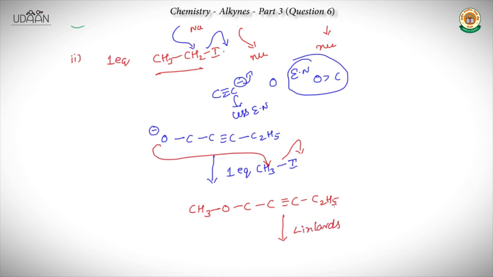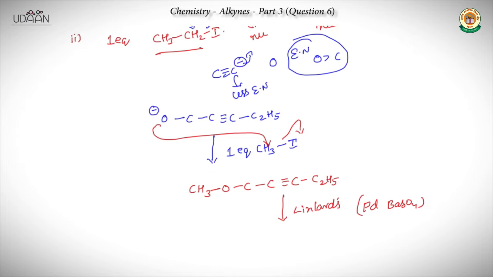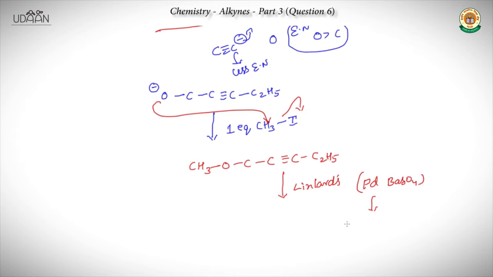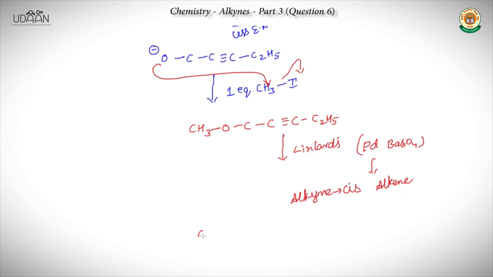This Lindlar's catalyst is already known to you. It is palladium in presence of barium sulfate. We discussed already that this converts only alkyne to cis alkene, but it won't go on to alkane. Exactly. So you are going to get a cis product here: CH3 O C C double bond C cis, H C2H5. This is your final product.